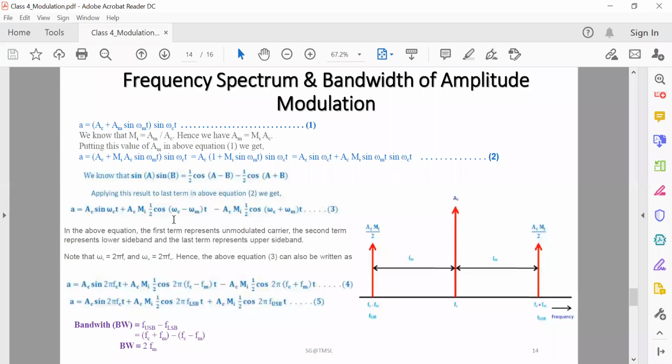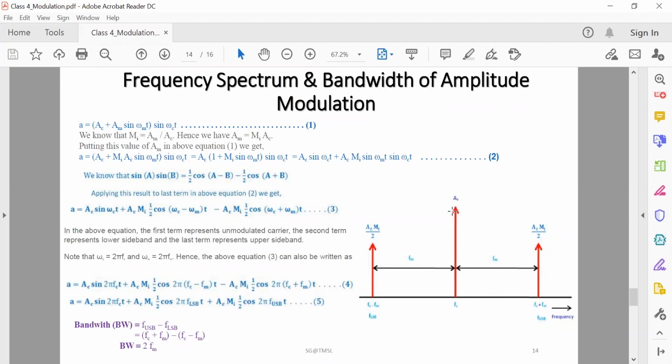Now here omega c can be written as 2 pi fc and omega m can be written as 2 pi fm. So if it is converted into frequency form, two side frequencies are available. This can be calculated in this way, where this represents the lower sideband frequency and here the upper sideband frequency. This fc minus fm is called the lower sideband frequency, and this fc plus fm is called the upper sideband frequency.